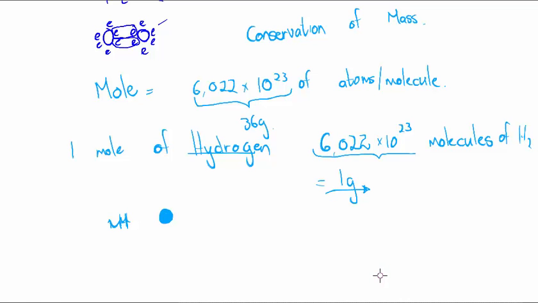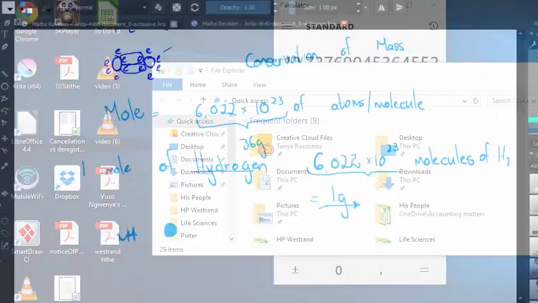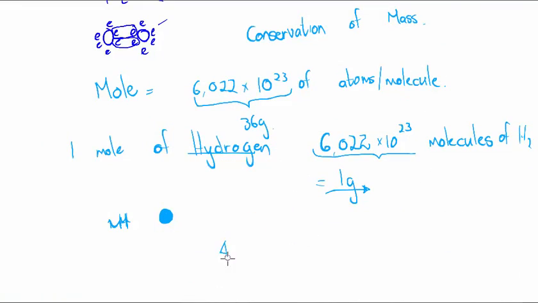Okay, so from now on we will say that is 1 gram of hydrogen, but it actually represents 6.02 times 10 to the power of 23 molecules, or in this case atoms. So for helium, 4 grams of helium will have this many helium atoms.